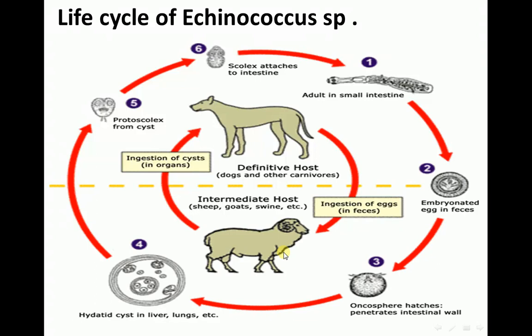Life cycle of Echinococcus species. Shedding of the eggs by definitive host, by the adult worm in the definitive host. After ingestion of these eggs by intermediate host, which are herbivores including human, oncosphere hatches from these eggs, penetrates intestinal wall and migrates to liver or lung or other organ in the body, forming hydatid cyst in the intermediate host.